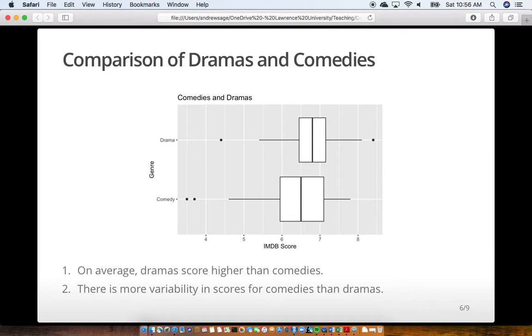Next, let's see how IMDb scores for dramas compare to scores for comedies. These comparative box plots show the distribution of scores for drama on the top and comedies underneath. We see that the median score for dramas is higher than the median score for comedies, but that there's more variability in the scores for comedies as the box is wider and there's also a longer tail, especially going off to the left for comedies than for dramas.